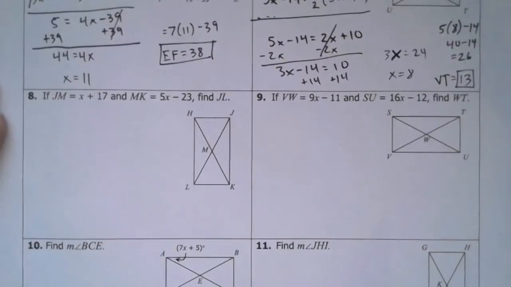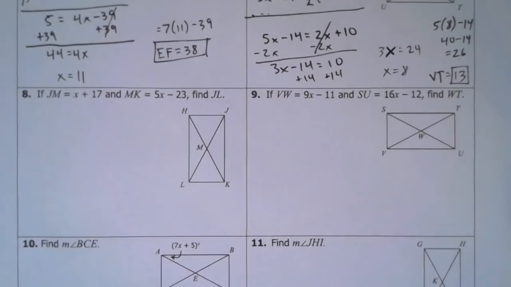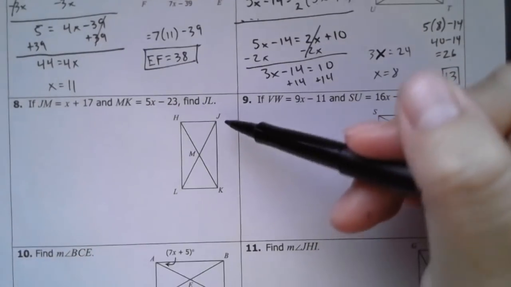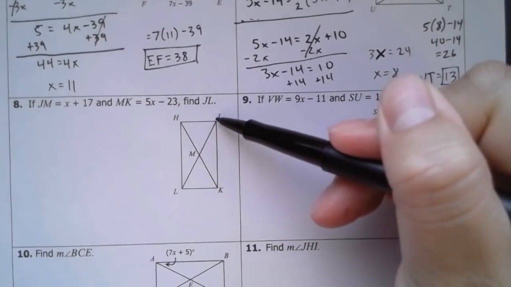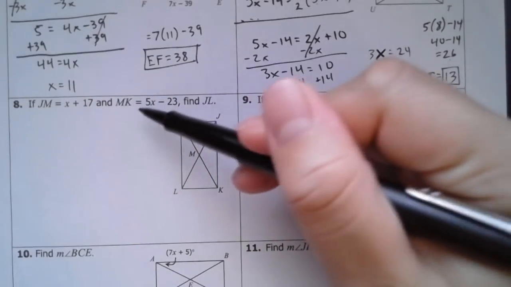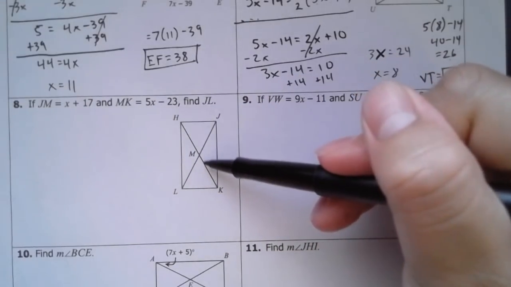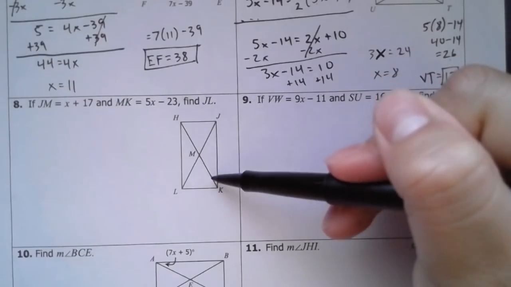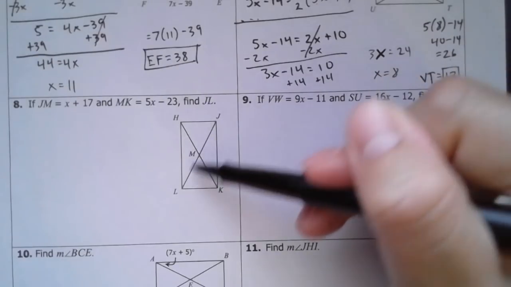Number 8 says JM is equal to x plus 17. JM is half the diagonal, x plus 17, and the other half is the same. The diagonal is 5x minus 23. It says find JL, the entire thing.